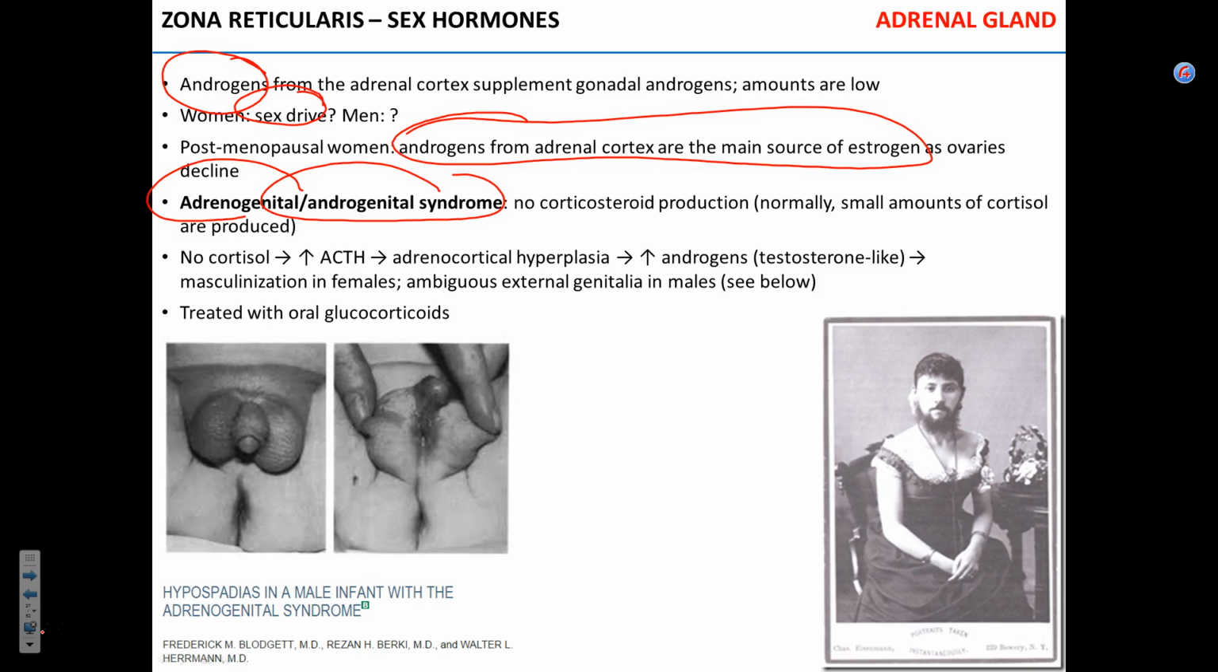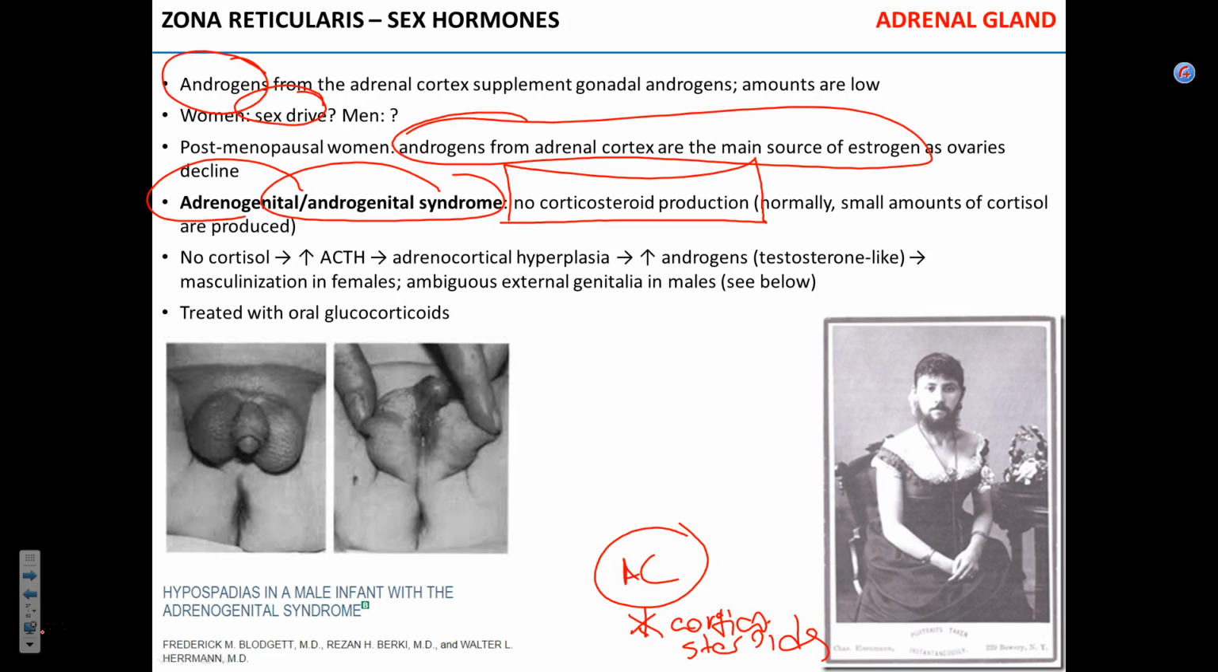Now, what I want to do, together with you, is draw what happens in androgenital syndrome. Okay? So this is the condition. No production of corticosteroids. So this is going to be adrenal cortex. And it does not produce corticosteroids, which means no cortisol. We clear on that?